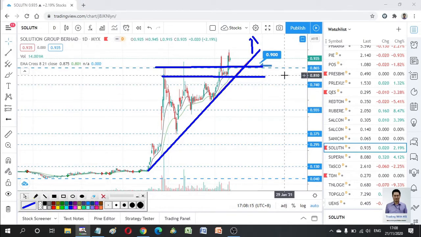Okay, 0.81, the 81 cent area. So this area provided support. As long as this area can hold, there is a possibility for the price to bounce and go up. If the price really came down, then this is a stop loss scenario, where the interest on this stock has been decreasing. So this one you have to check out.